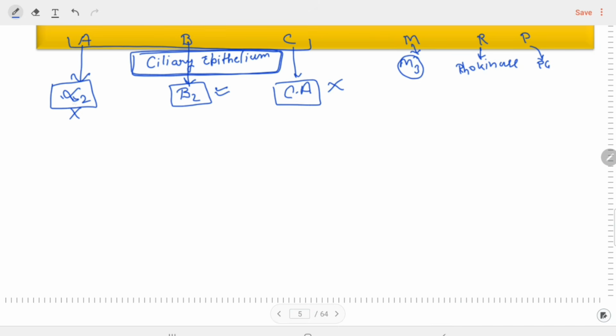Here alpha 2 and beta 2 receptors are also present in the trabecular meshwork, and also take part in aqueous humor outflow.